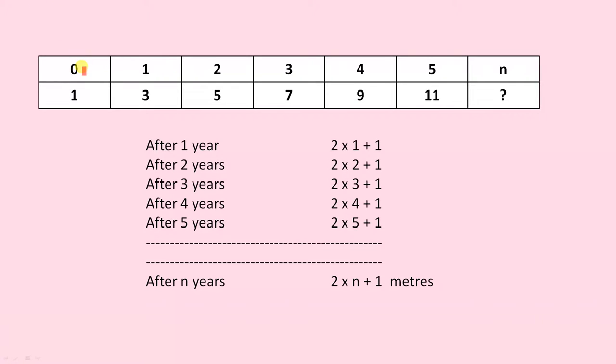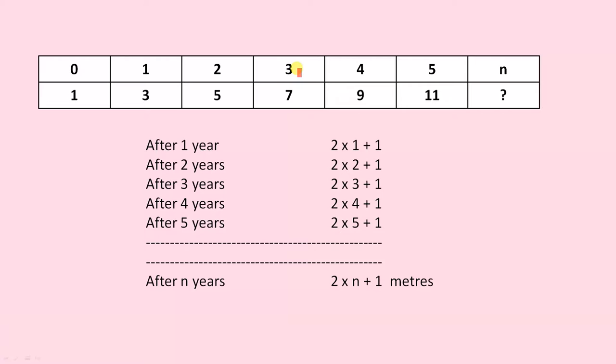So when the tree is planted, originally it's 1 metre high. After 1 year it grows 2 metres, so now it's 3 metres high. After the next year, another 2 metres, that makes it 5 metres high. So we keep adding an extra 2 metres, because that's how much it grows in a year.